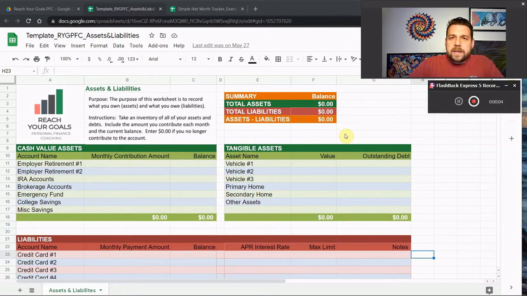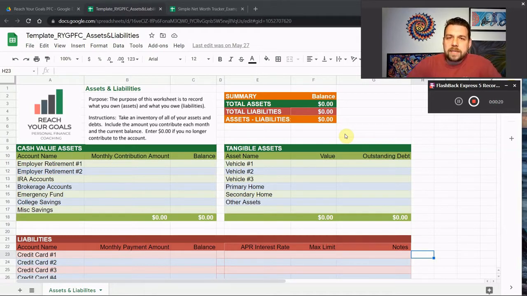Today we're going to talk about net worth, and I'm going to show you a net worth spreadsheet that I use personally to track my own net worth. But before we dive into that, I'm going to show you an asset and liabilities worksheet first that I use with all the clients that I work with.